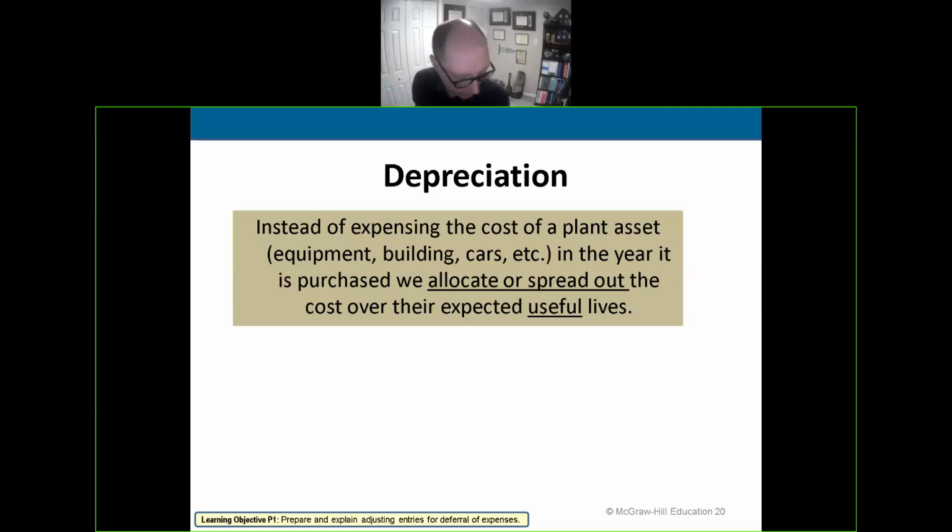However, we do depreciate plant and equipment. Property does not depreciate. Plant and equipment, they do depreciate over time. Depreciation is the loss of usefulness over time. The loss of usefulness over time.